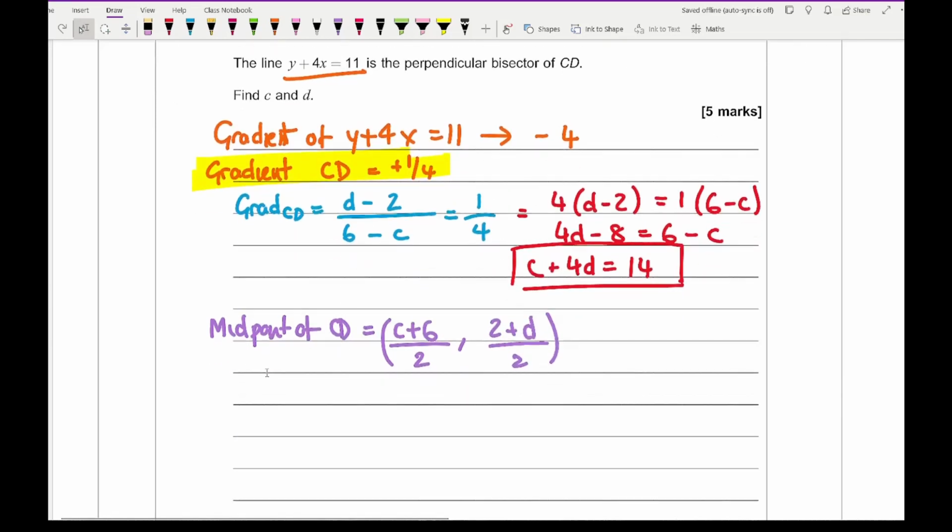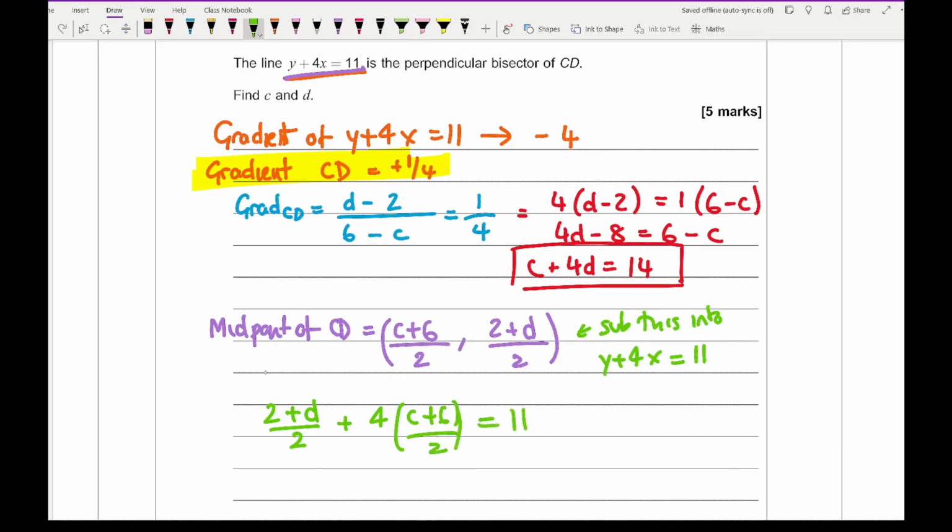Now we know that this point lies on this line, so sub this in. So let me just use a different colour. What we're going to do is sub this into y plus 4x equals 11, because we know that that's a point that passes through this line. So then what we've got is 2 plus D over 2 plus 4 lots of C plus 6 divided by 2. Just extend that bracket, and that all equals 11.